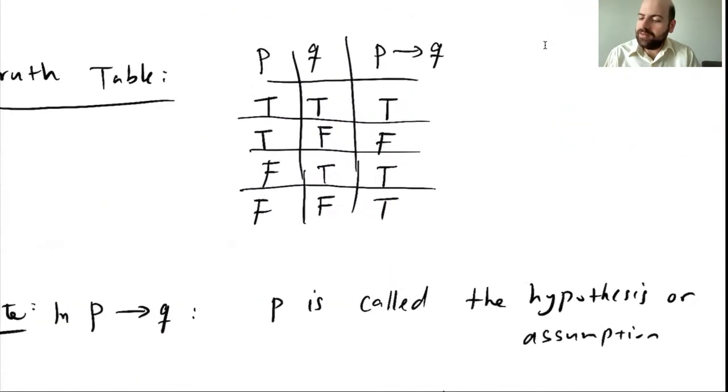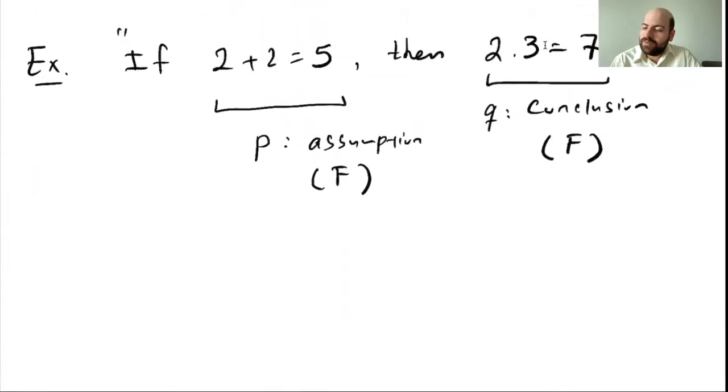False implies false. So let's look at the table. If P is false and Q is false, P implies Q is true. So P implies Q is always true, except in the case where P is true and Q is false. Only in that case, P implies Q will be false. In all other cases, P implies Q will be true. So this whole statement is true. False implies false is true.